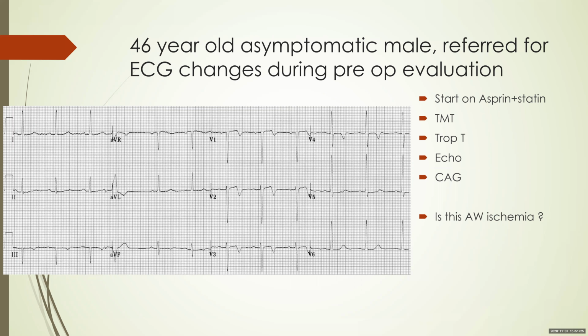So this is an asymptomatic patient. There is no role for aspirin or statin. There's no role for a TMT or Trop-T. Actually, there is no role for an echo in pre-op evaluation unless you find some clinical findings. And the CAG is absolutely not indicated. People have done a CAG in such patients, you find an incidental lesion, and you go and stent that lesion. This patient ultimately ends up with a stent you don't require.